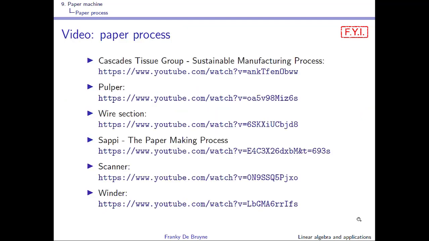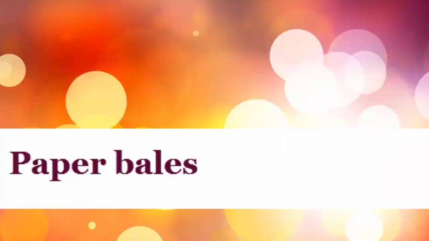The video that you're about to see is based on the references that you see here on the screen. The different parts described in the video, the pulper, the wire section, etc., they come from different machines. Very often also old technology is shown, for instance at the wire section, but showing old technology has the advantage that it's easier to see things and easier to explain things.